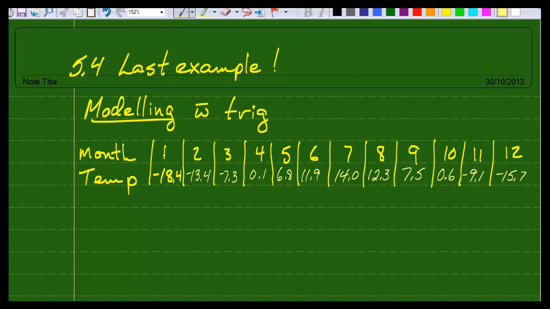So here's some data for Whitehorse in Yukon. We've got the month up top here, and we've got the temperature down below. So the first month, January, I would presume, average monthly temperature -18, all the way to a high of about an average monthly temperature of 14 degrees in the 7th month, which is July. So I want to show you how we can model that data with the trig function and how we can use technology to do so.